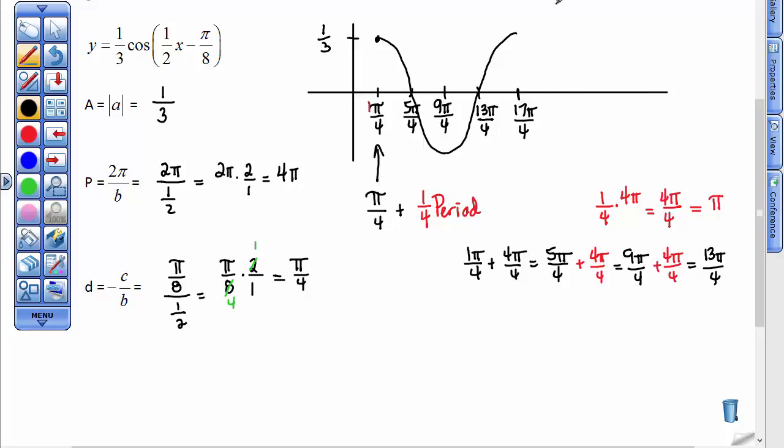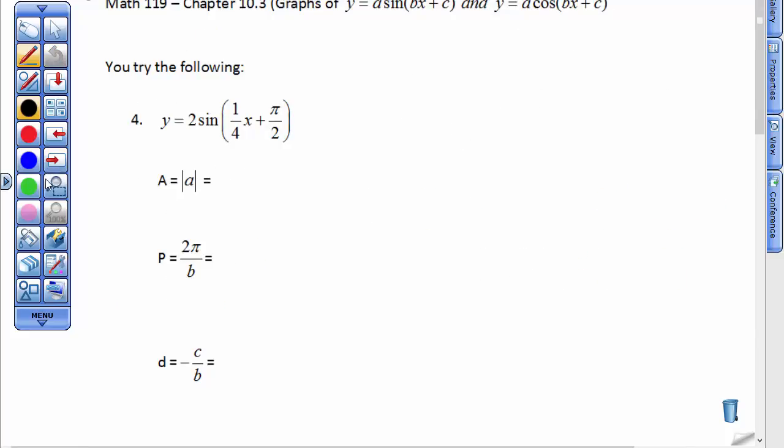If you took this 17 pi over 4 and subtracted your starting point, which was 1 pi over 4, you'd get to 16 pi over 4, and 16 divided by 4 is 4 pi, and that would show you that to go from here to here, you successfully went through the whole cycle, 4 pi radians. Again, stop the video, do the next one on your own.